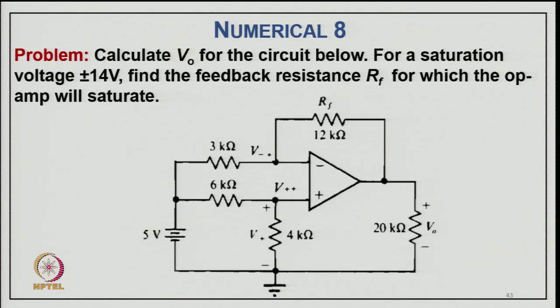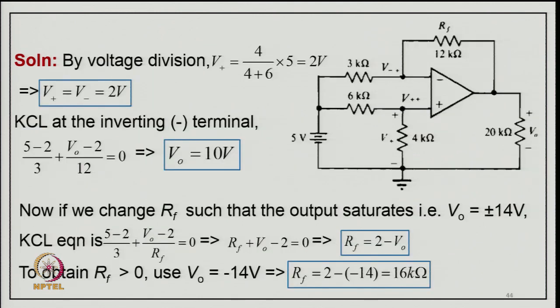So, numerical problem 8: calculate the V o for the circuit shown here. For a saturation voltage of plus minus 14, find the feedback resistance R f for which the operational amplifier will saturate. So, now we can say typically here V plus is 4 by 4 plus 6 into 5, that is 2 volt, and V plus and V minus are both the same here because they are at virtual equal point, 2 volt. KCL at the inverting terminal: 5 minus 2 by 3 plus V 0 minus 2 divided by 12 equal to 0.